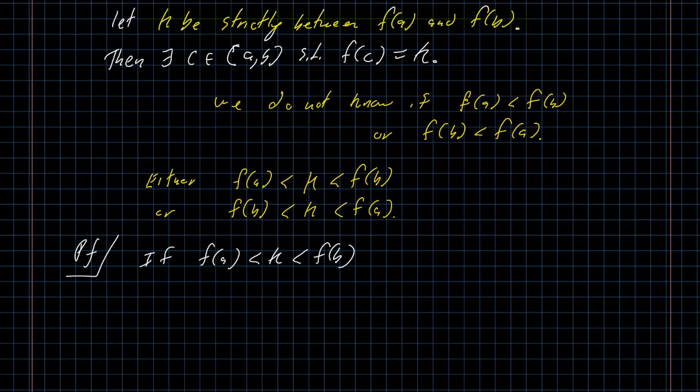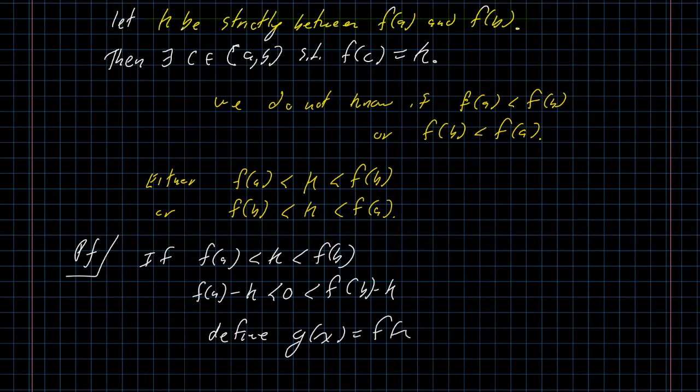If we have the first option, f of a is less than k is less than f of b, notice that if I subtract k from all three sides of this inequality, I will get f of a minus k is less than 0 is less than f of b minus k. And so I'll define g of x equals f of x minus k.